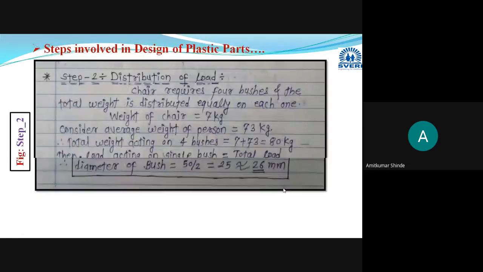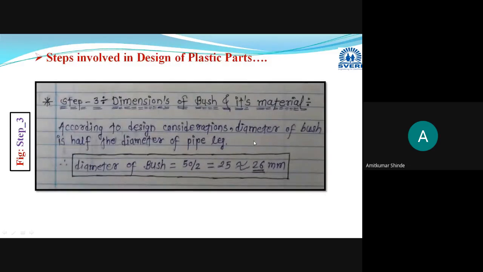According to the design consideration, the diameter of the bush is generally considered as half the diameter of the pipe leg. Pipe leg is nothing but the chair leg. As the diameter of the leg of the chair is 50 millimeter, divided by 2, the diameter of the bush will come 25 millimeter. Approximately we are modifying, just taking the even number for calculation purposes. Instead of taking the odd number, we are taking the nearest even number, that is 26 millimeter.